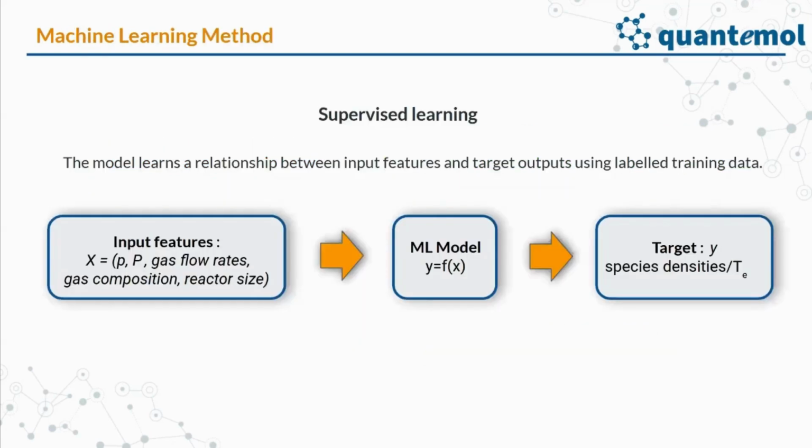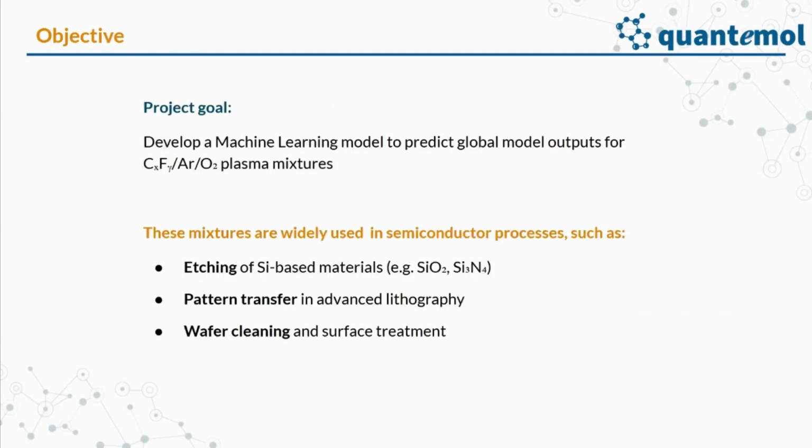Okay, so to approach this task, we use supervised learning. The goal of supervised learning is to map the input features to the target output based on some labeled data. So in our task, the input features, noted as X here, are the pressure, power, gas flow rates, the gas composition parameters, and reactor size, and the target outputs are the species densities and electron temperature.